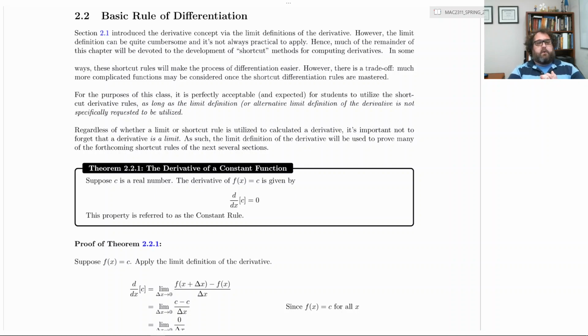Right, we are continuing with our discussion of calculus and derivatives, and I think you're going to like this section because the past several sections we have been using the limit definition of the derivative, or the alternative limit definition of the derivative. And limits. And I know you guys don't like limits so much.